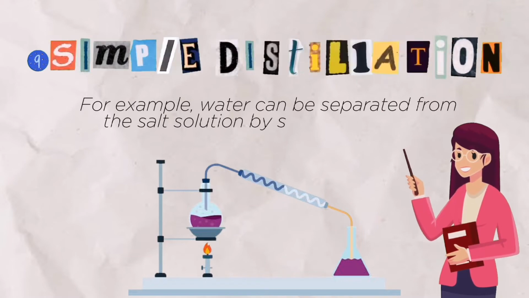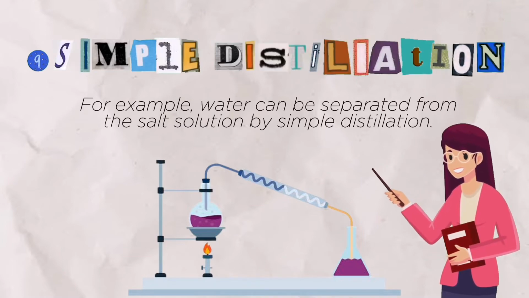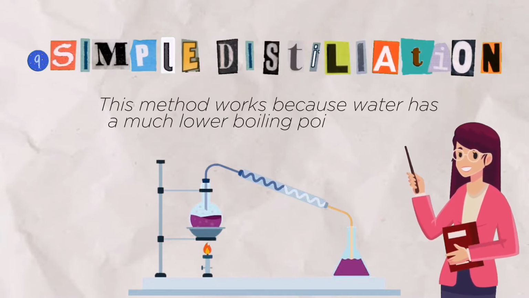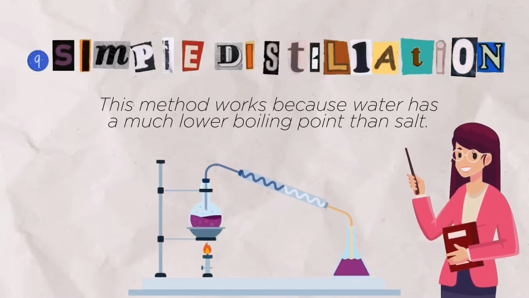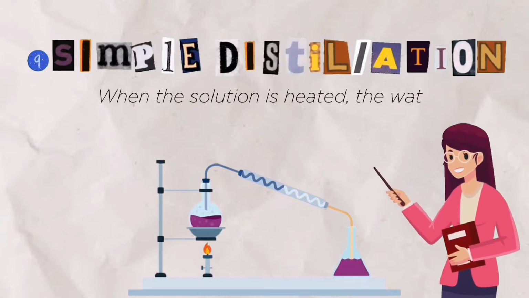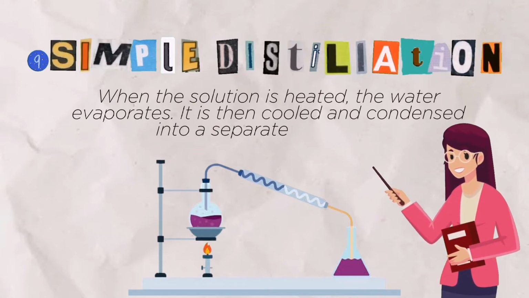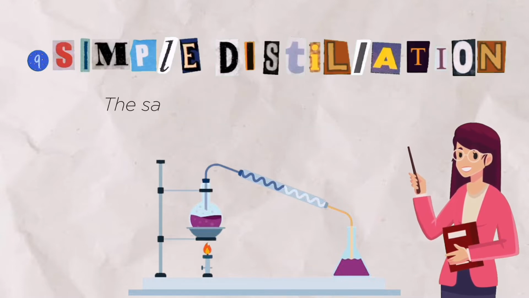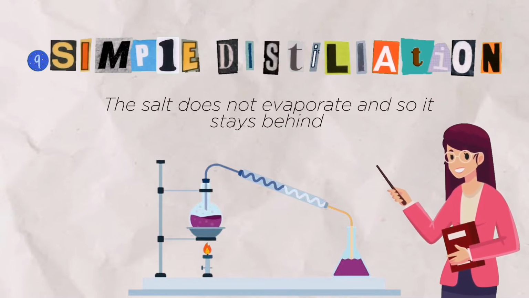For example, water can be separated from a salt solution by simple distillation. This method works because water has a much lower boiling point than salt. When the solution is heated, the water evaporates. It is then cooled and condensed into a separate container. The salt does not evaporate, and so it stays behind.